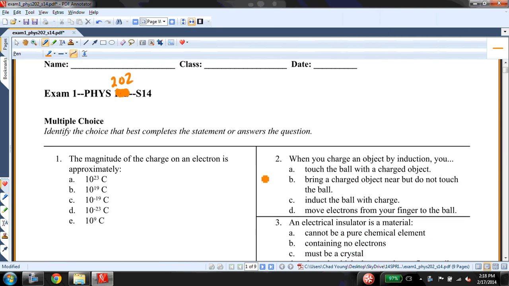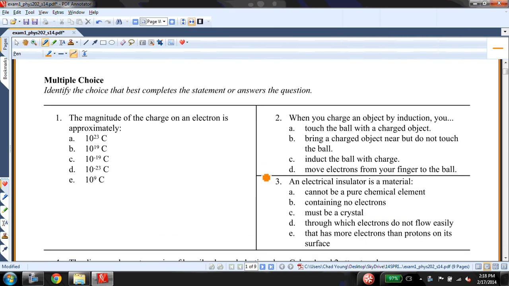All right, this is exam 1 for physics 202. First, the magnitude of the charge on an electron is approximately what? Well, the charge on an electron is negative 1 times the fundamental unit of charge. That's negative 1.6 times 10 to the minus 19 coulombs. So the closest there is C. It's the approximate charge, or the magnitude of the charge.